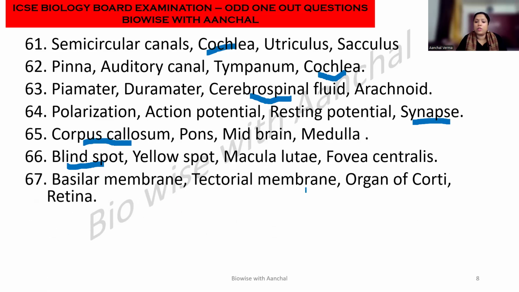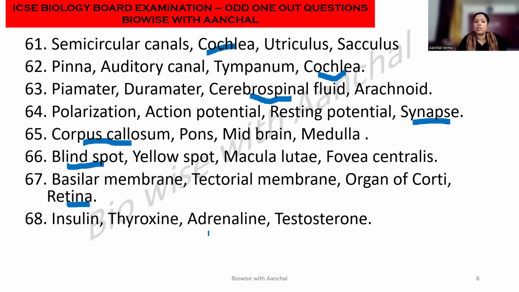Basilar membrane, tectorial membrane, organ of Corti and retina. Here, retina, because the rest are all components of the cochlea of the inner ear. Insulin, thyroxine, adenine, testosterone. Now here, testosterone, because the rest are all released in both male and female, right? But testosterone is only in males.